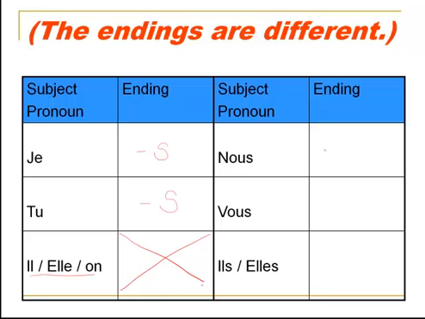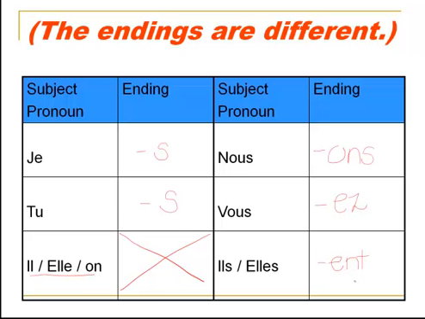When your subject is nous, you'll replace that RE with ons, with vous, ez, so these look kind of familiar. And with ils and elles, again, ent, just like with ER verbs. That ent is also silent for les verbes en RE.